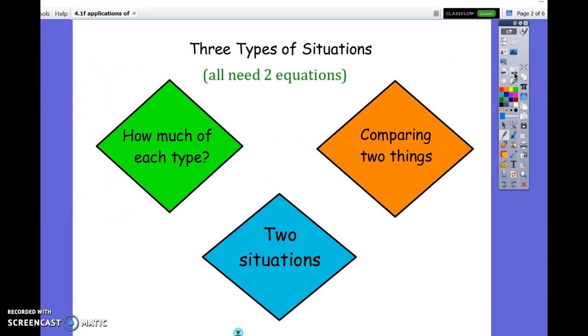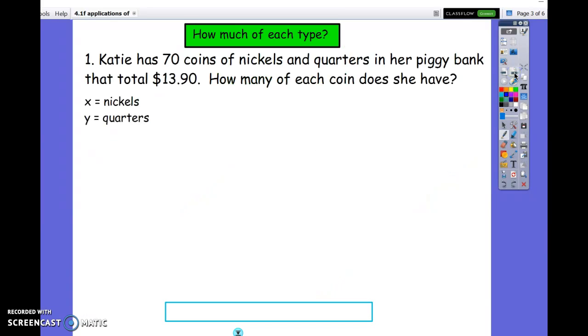So there are three different types of situations, and the only thing that really changes is how you set up the initial equations. So for all of these, we're going to need two equations in order to solve them, right? Because we're going to use one of those three methods, graphing, elimination, or substitution. So let's look at how much of each type.